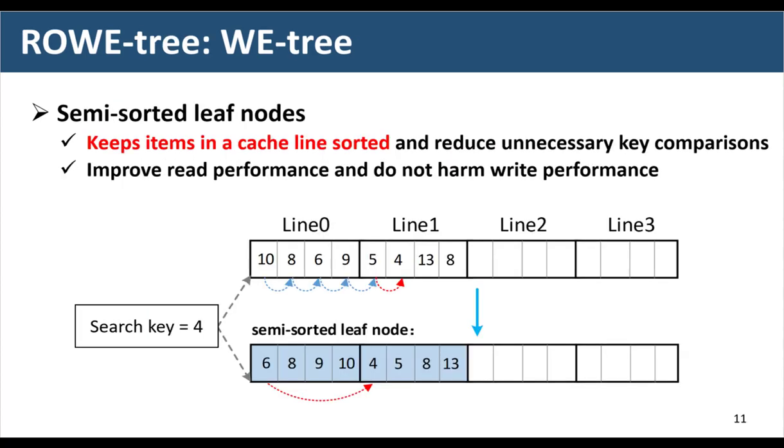We then design semi-sorted leaf nodes that keep items in a cache line sorted. This can reduce unnecessary key comparisons and improve read performance. For example, when the searched key is 4, for unsorted leaf nodes we need to search 6 rows, but for semi-sorted leaf nodes we only need to search 2 rows. Meanwhile, the additional writes caused by cache line sorting do not reduce write performance, since the number of modified words in a cache line does not impact the PM write performance.